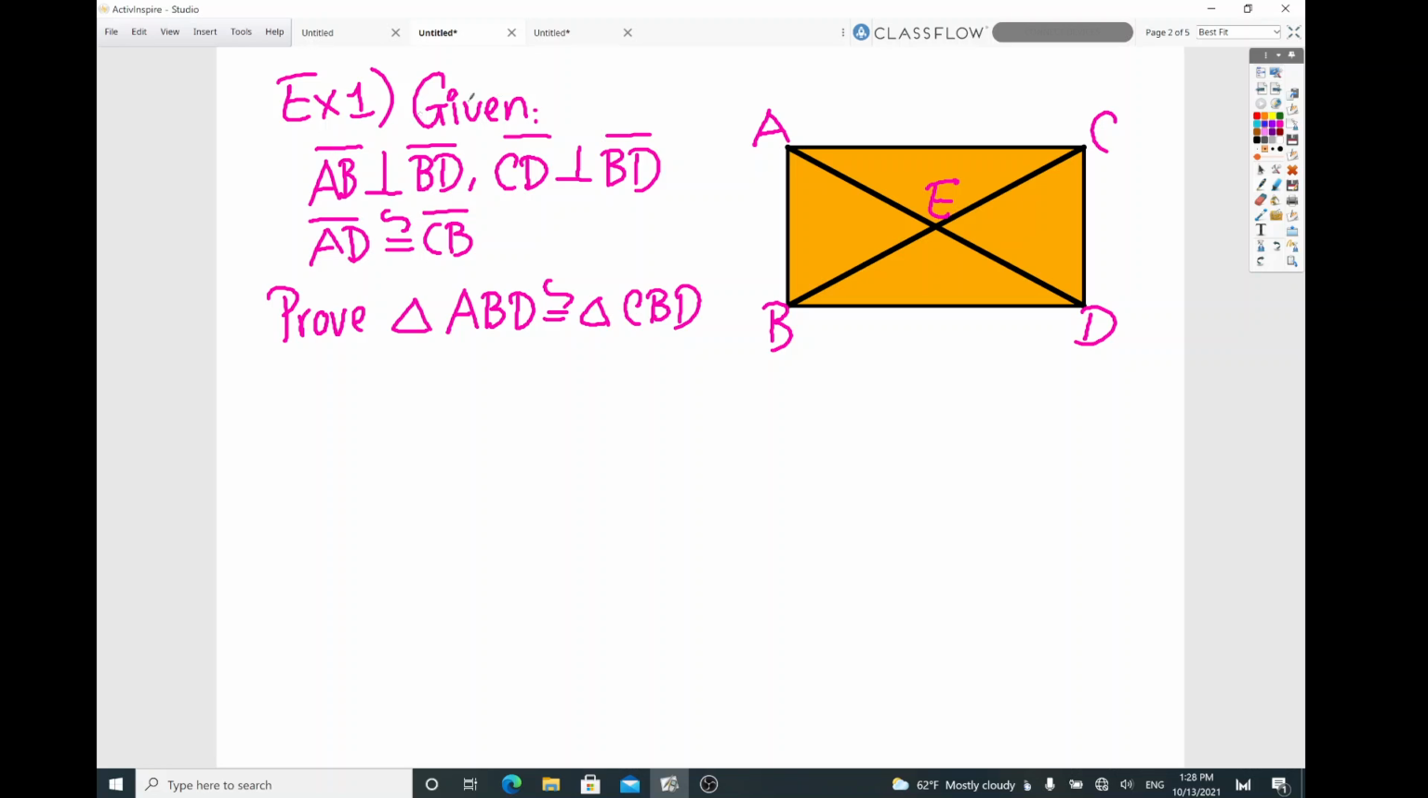Okay, so like this one right here, given segment AB is perpendicular to segment BD. Perpendicular implies it makes a 90-degree angle. So CD is perpendicular to BD, another 90-degree angle. And segment AD is congruent to CB, that's another given. So in order to prove that the triangles are congruent, we need to start off with the right triangles first. Okay, so let's start off with statements and reasons.